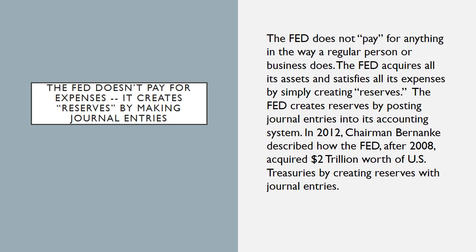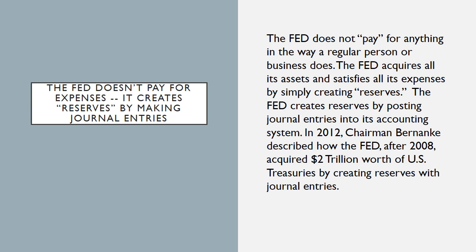The Fed doesn't pay for expenses. It creates reserves by making journal entries. That's correct. The Fed does not pay for anything in the way a regular person or business does. The Fed acquires all its assets and satisfies all its expenses by simply creating reserves. The Fed creates reserves by posting journal entries into its accounting system.